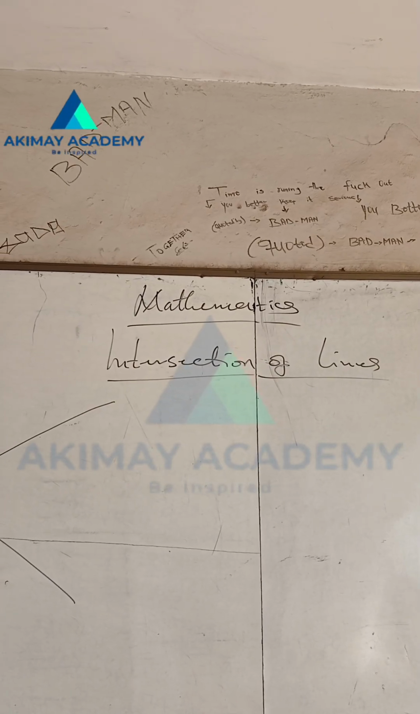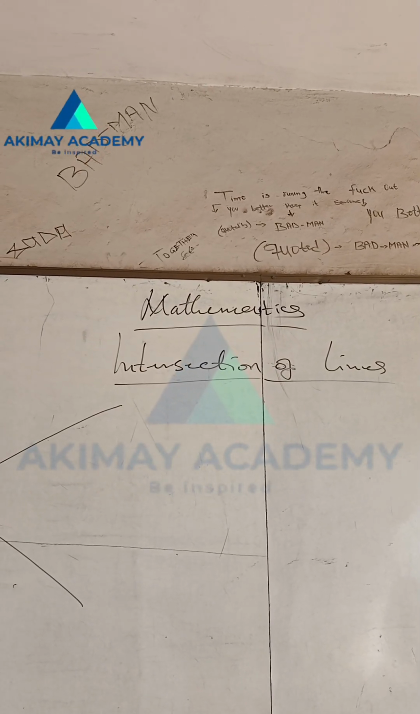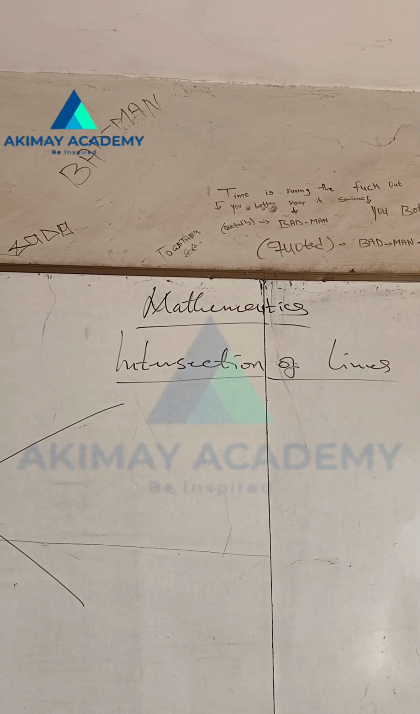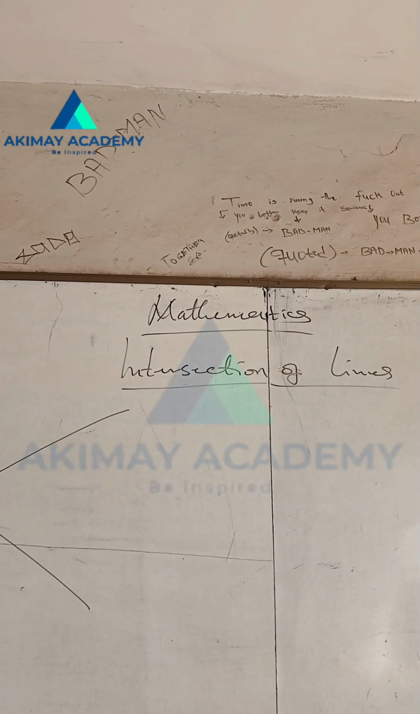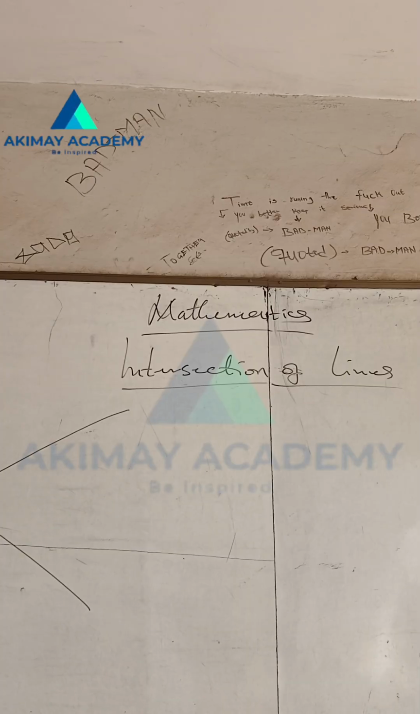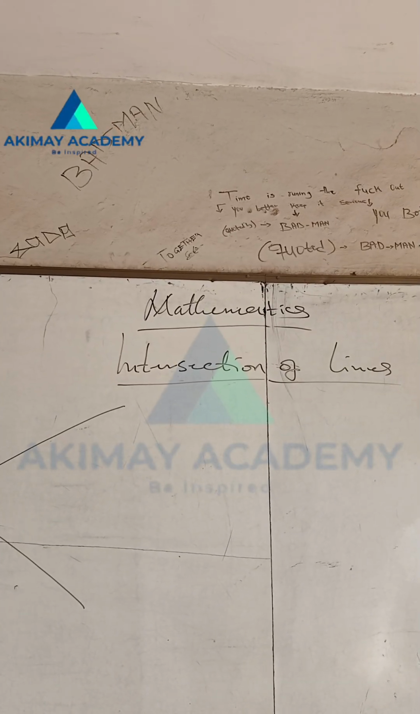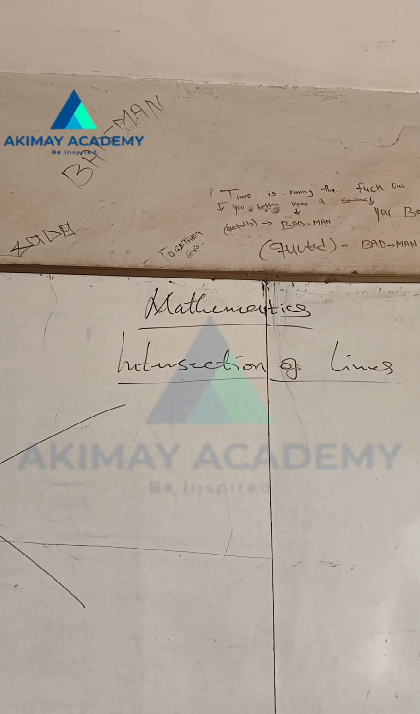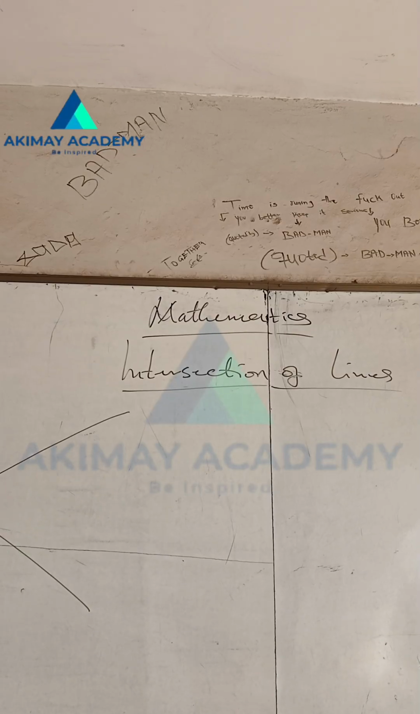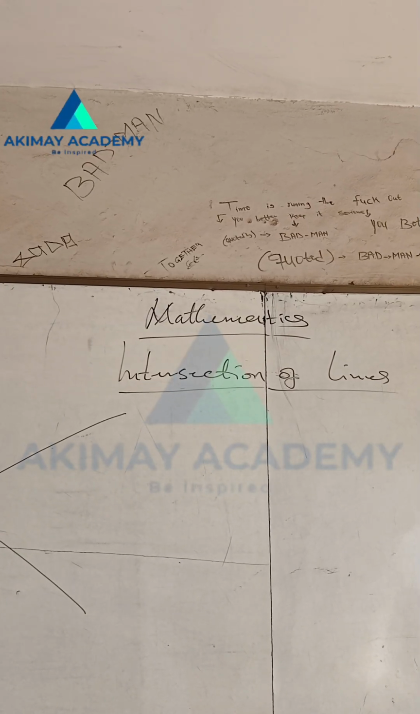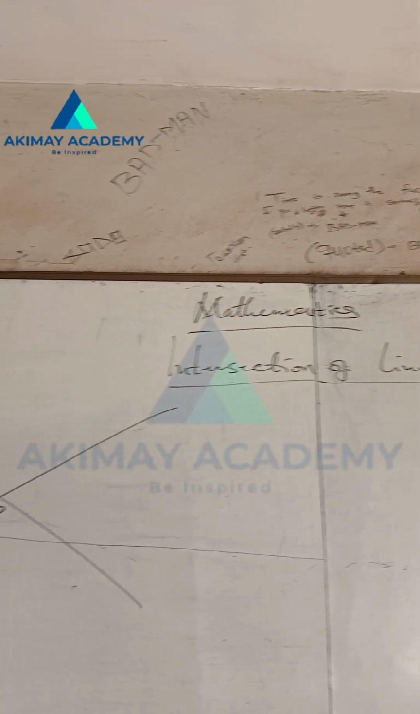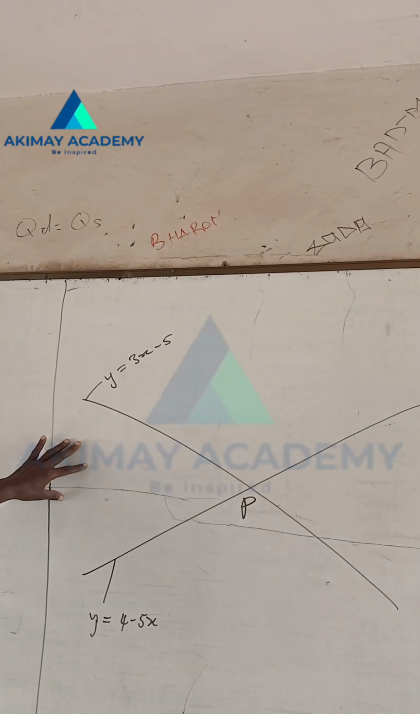Let me take this one again. If two lines intersect, the coordinates of the point of intersection must satisfy both equations. The coordinates of the point of intersection of any two straight lines is the same as the solution of the two equations simultaneously. So if you look at this side, we could see that we have two lines over here.